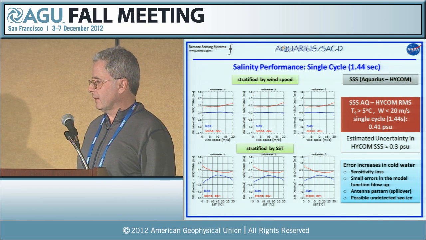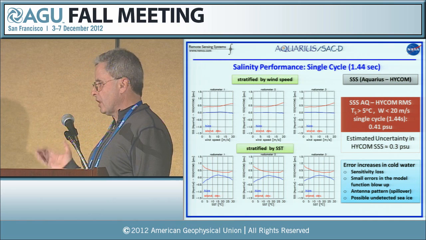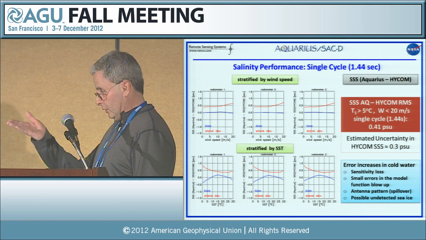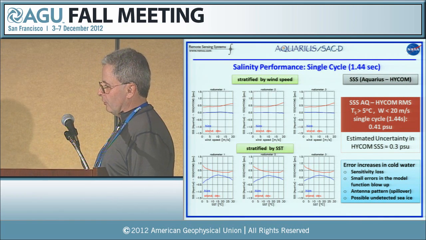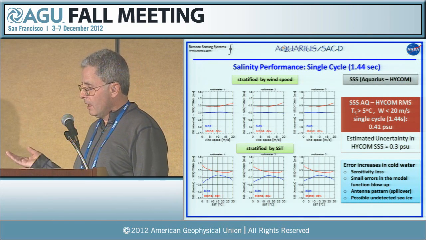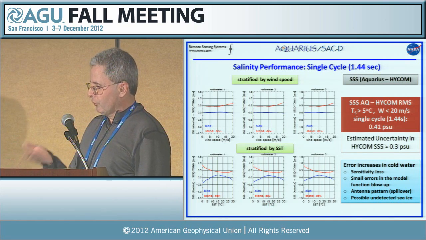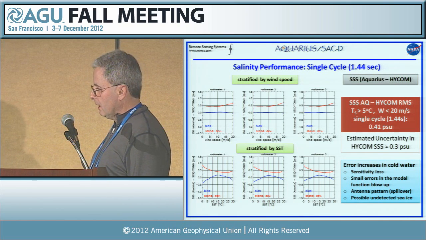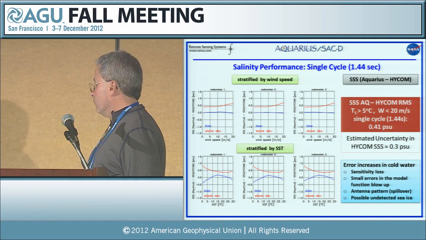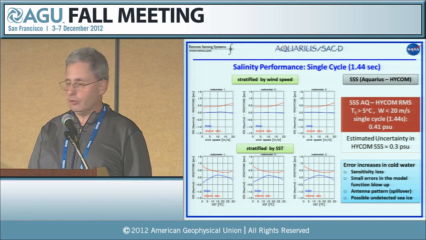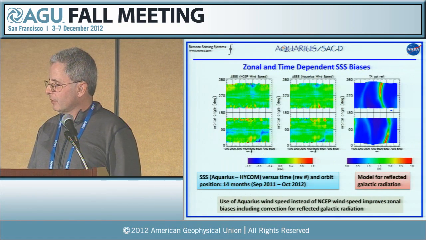We have to keep in mind here that the HYCOM salinity itself has an error which has been estimated. Gary has done some estimations on that, about 0.3 PSU, so you've got to knock that off in order to make your assessment of the Aquarius salinity. As I mentioned, in cold water we're losing sensitivity, and that's a problem. So you see some small biases, and you also see increased error in cold water because it blows up, because you lose sensitivity. There might be some small inaccuracy in the model function, and antenna pattern issues might also be a problem. There could also be undetected sea ice in cold water, which leads to those behaviors.